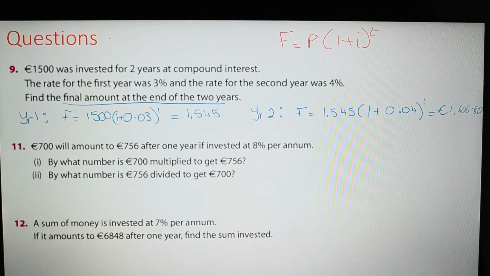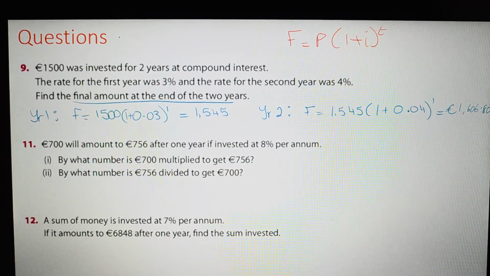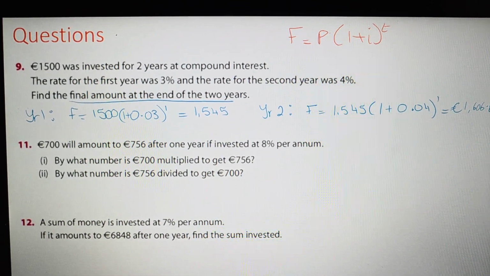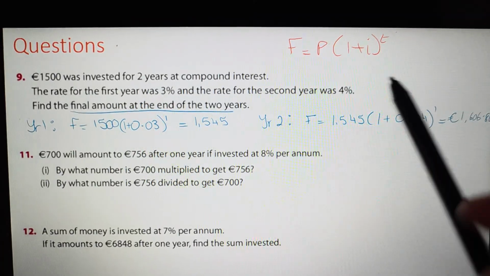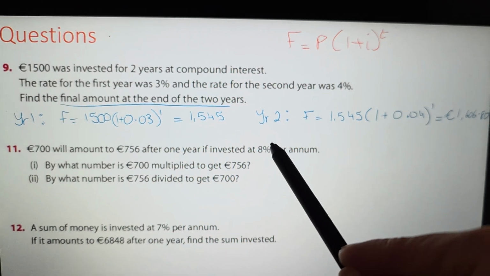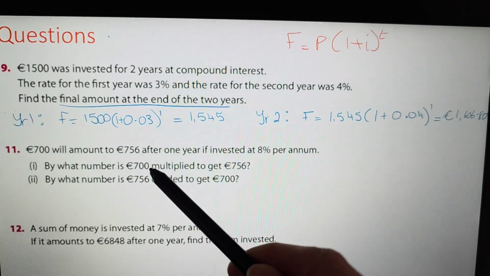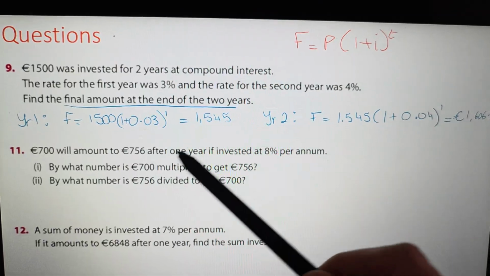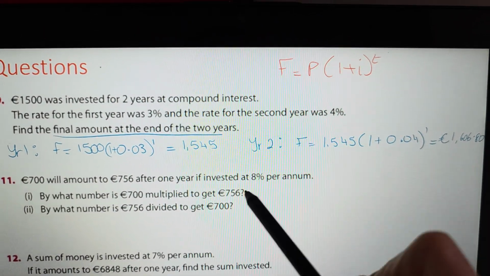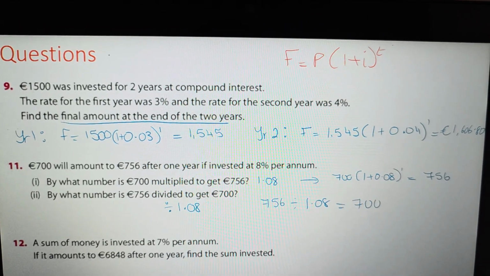Question 11. 700 will amount to €756 after 1 year invested at 8% per annum. By what number was 700 multiplied by in order to get 756? Well, you didn't just multiply it by 8%, because if you multiply 700 by 8%, all you will get is €56, which is the interest amount. In order to turn €700 into €756, you must have multiplied by 1 plus the interest rate. So 1 plus the interest rate is going to be 1.08.